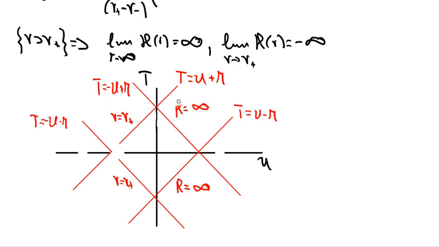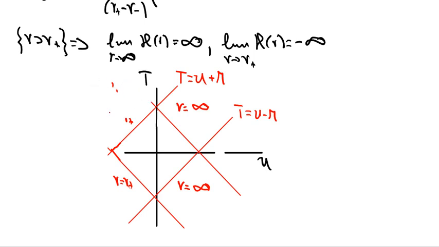So I can replace big R by small r here. This goes here, and in this region we get this picture. I can just delete what we don't need. We don't need this anymore. We don't need this.